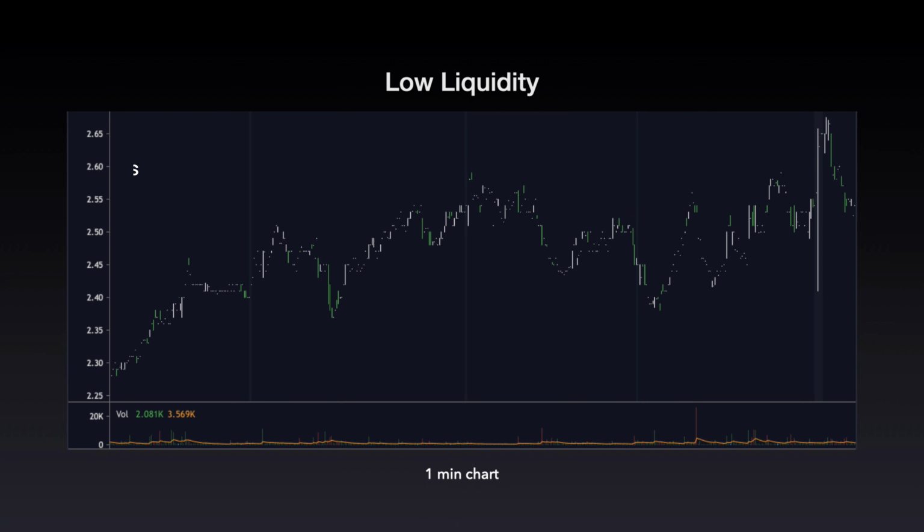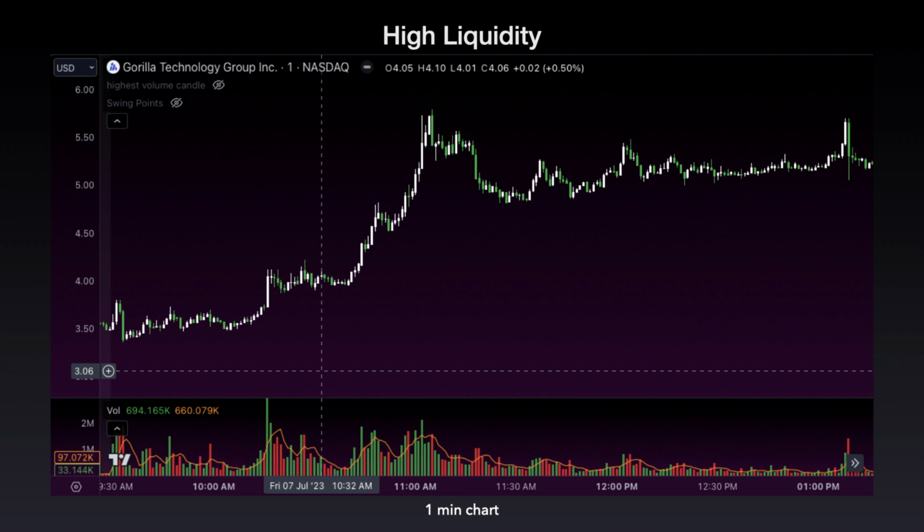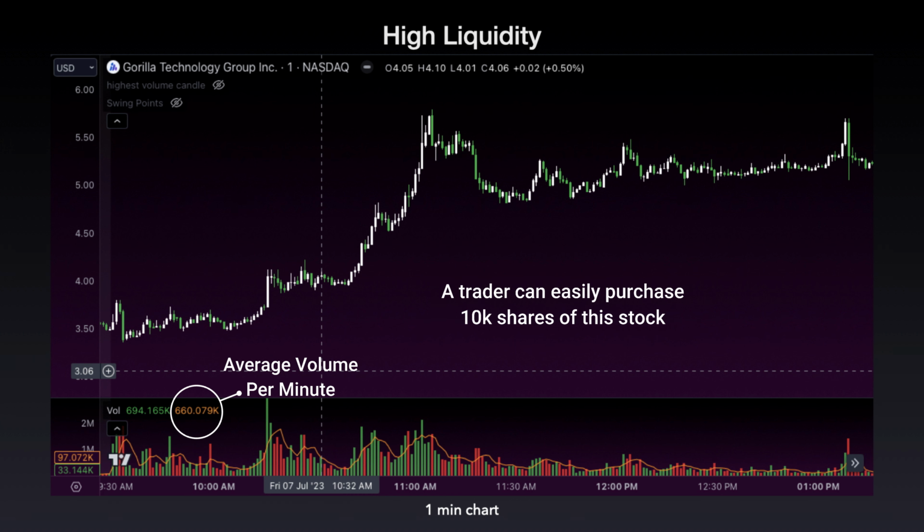For instance, if a trader wanted to purchase 10,000 shares of this stock, only averaging 3,000 shares per minute, then it might be a little bit harder to get the entire order filled because there's not enough active participants that could match that order. So when it comes to day trading, we want to stick with stocks that are liquid enough to fill our orders, which will be stocks trading on higher amounts of volume.